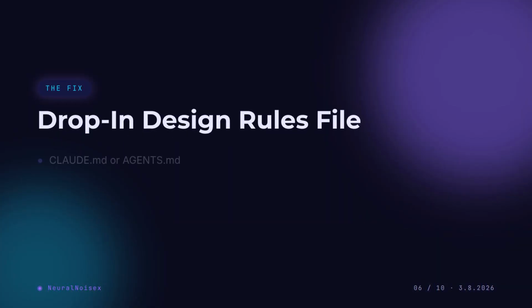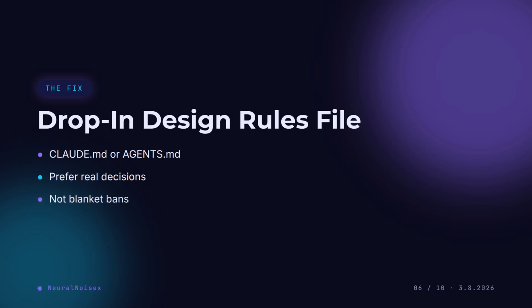Here is the clever part. The repository also ships design rules.md as a practical tool you can drop directly into your project. You rename it to Claude.md or Agents.md or Cursor rules, and your AI coding agent starts designing against those defaults instead of the statistical average. The rules are phrased as prefer a real decision over the reflex, not as a blanket ban, because half these patterns are perfectly fine in the right context. The point is to make the choice deliberate instead of default.